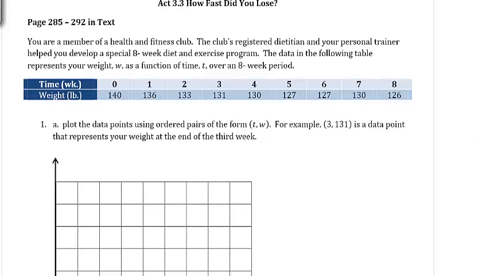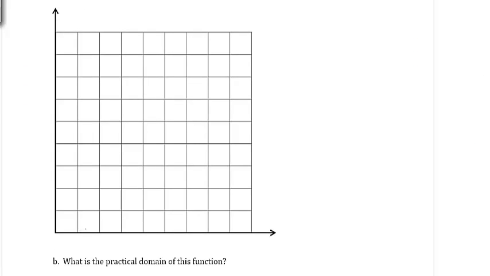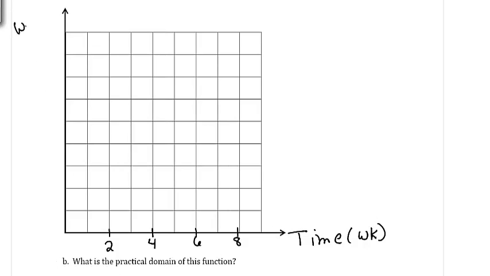So first, let's count our tick marks. So we have 1, 2, 3, 4, 5, 6, 7, 8, 9. I'm just going to let each one of these be 1 week, and I'm only going to label every other one, so that would be 2, 4, 6, 8. My axis is time, and it's in weeks. And then weight is going to go on the y-axis, and this is in pounds.